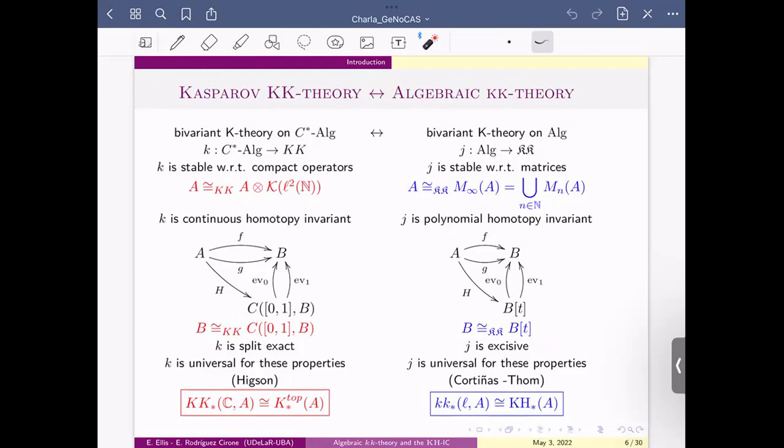The other important property is that in Kasparov KK theory, if we put the trivial C*-algebra in the first input, we obtain the topological K theory of the C*-algebra A. And in the algebraic KK theory, if we put the trivial ring, which is L, we obtain the homotopy K theory defined by Weibel of the algebra A.